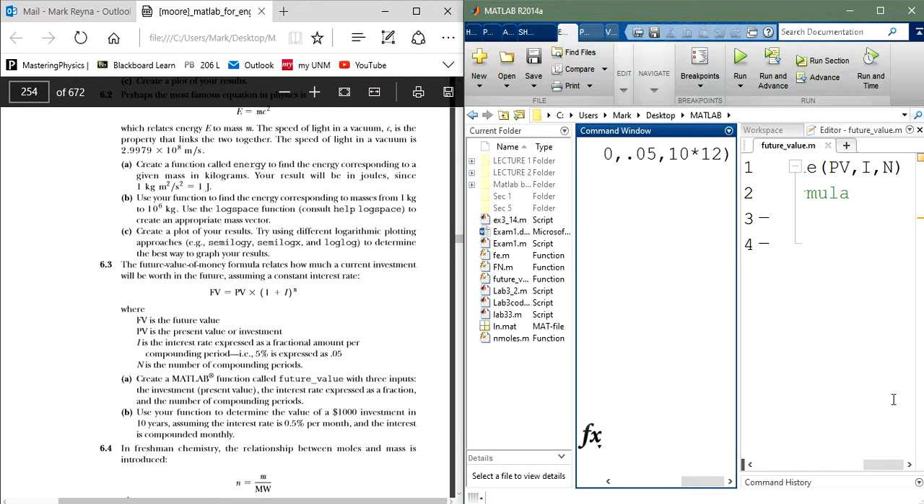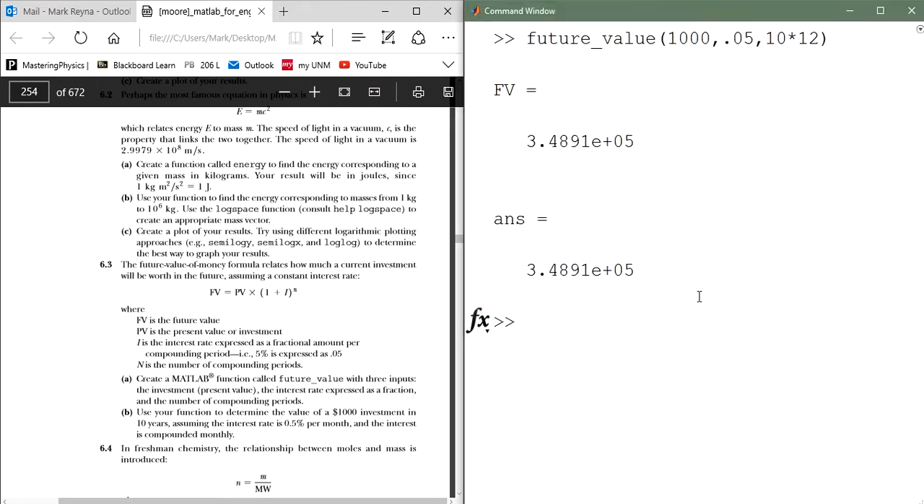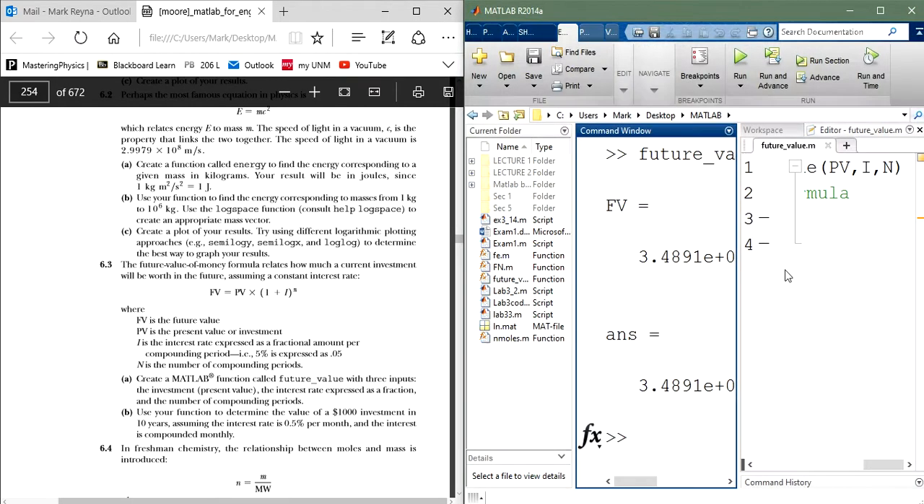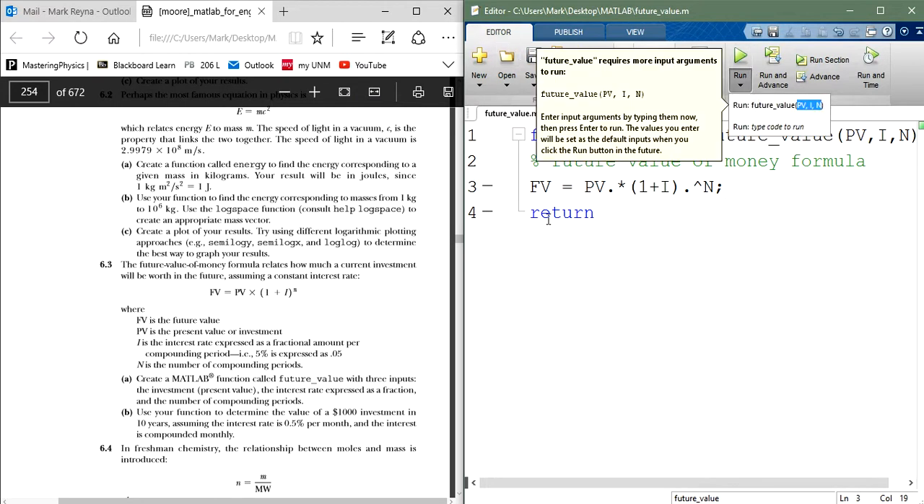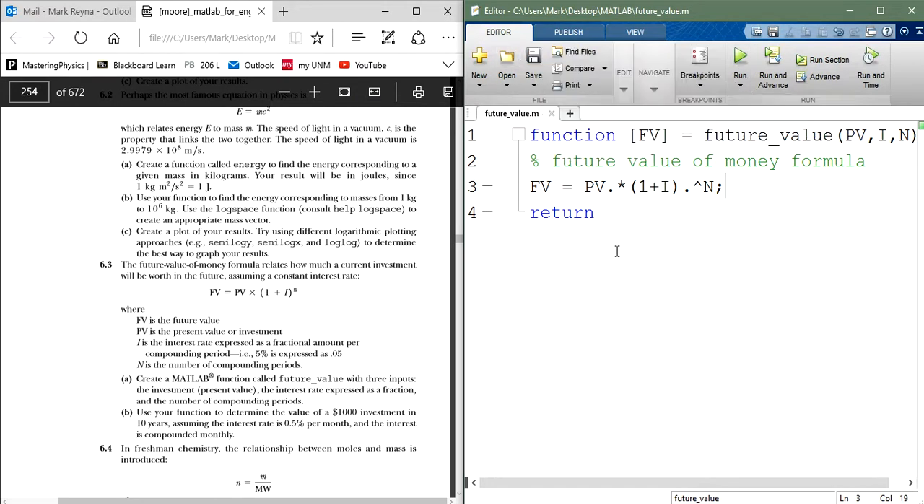suppress this output variable. I want to dock that and suppress this. So dock, okay, dock.